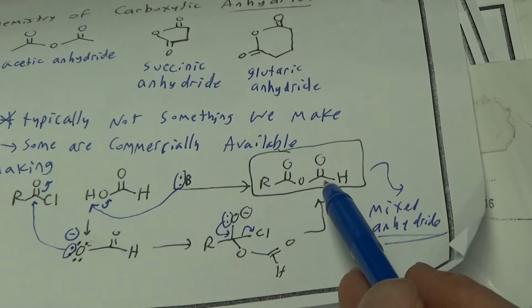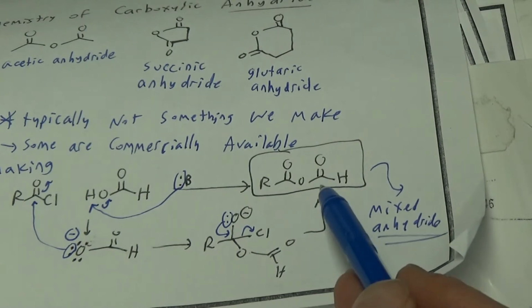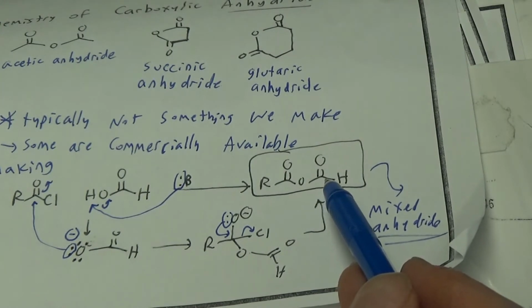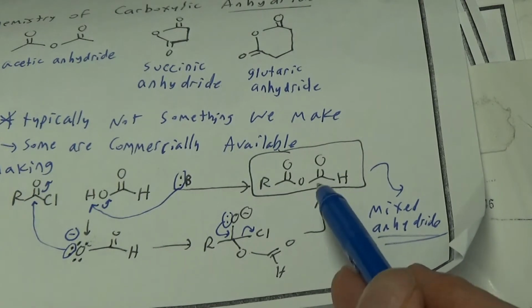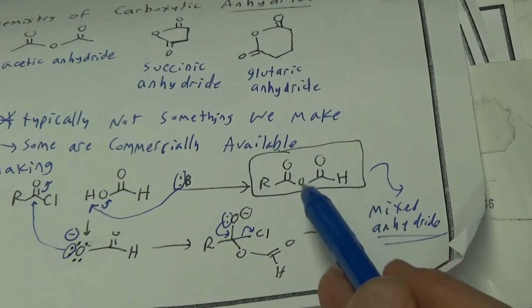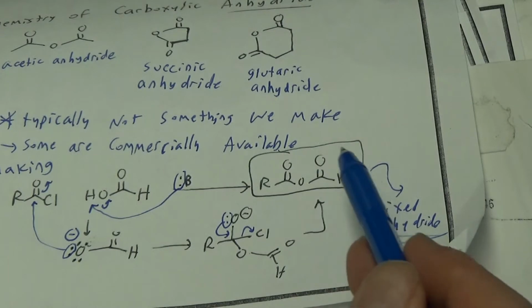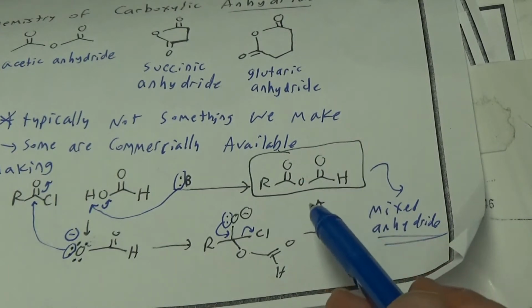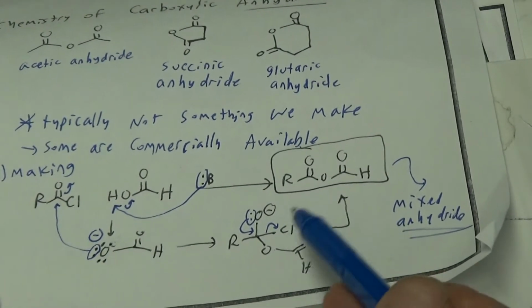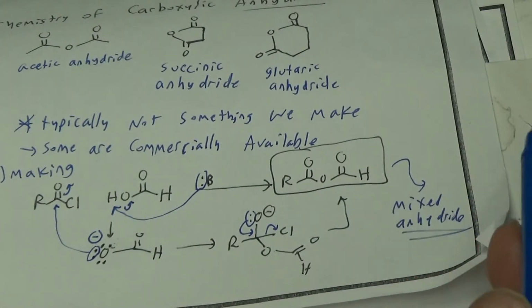Probably the sterically least hindered side, and that would usually be the side with the H on it, right? And so this is a great way for a nucleophile to attach this group onto your nitrogen or oxygen or whatever, and we'll show that in a second, okay? But this is called a mixed anhydride. Okay.